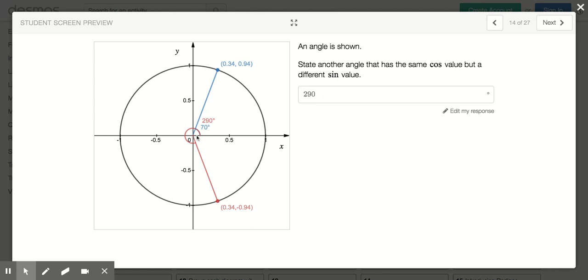You could also try 360 plus 70 and go around and see if that works. So 360 plus 70 gives us 430. Oh wait, that wouldn't work because it's the same exact sine value as well. But for the fourth, let's see, 290 plus 360. Trying to do this in my head. 640 should work.